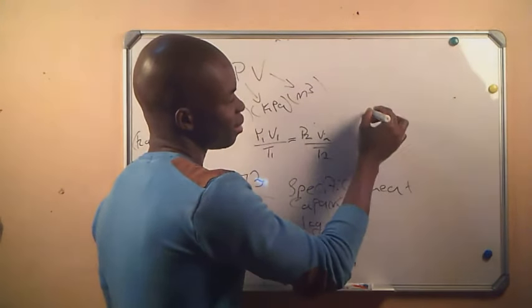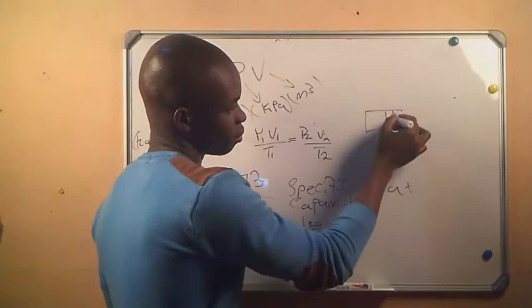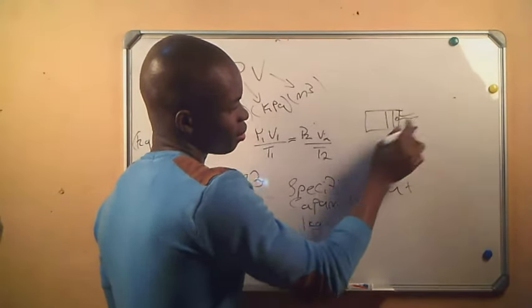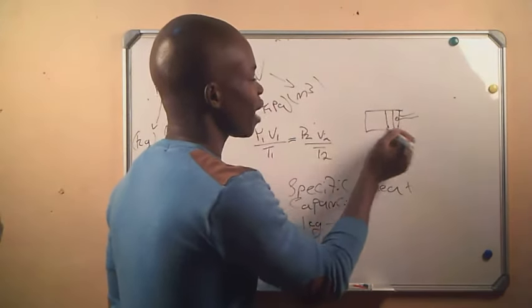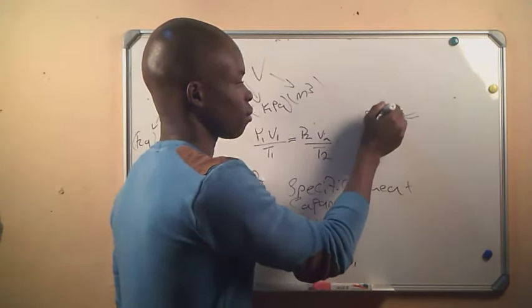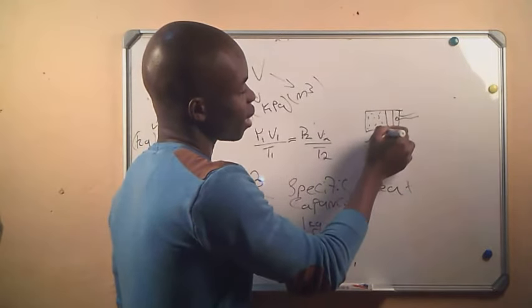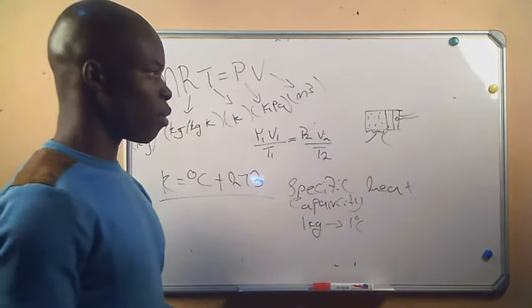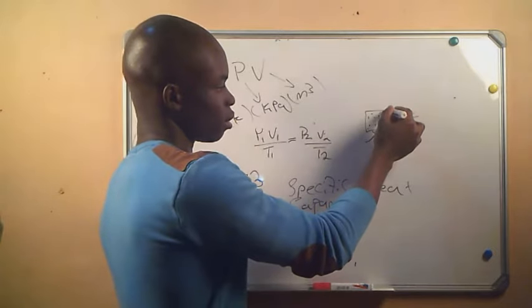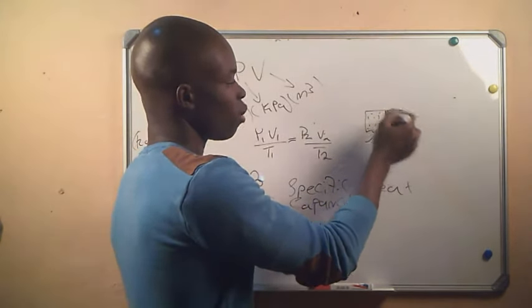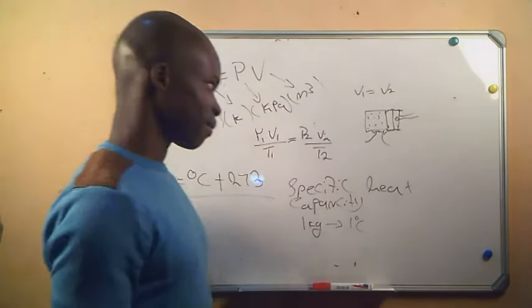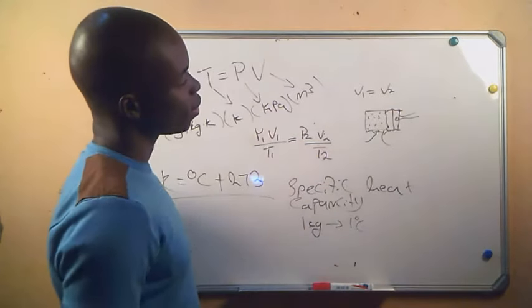So suppose we have a piston. This is our piston, the most beautiful piston on the planet. And then we have gas here. This gas is now heated using an external source. And then we fix the piston in a way that we do not allow the volume to increase. So V1 will be equal to V2.